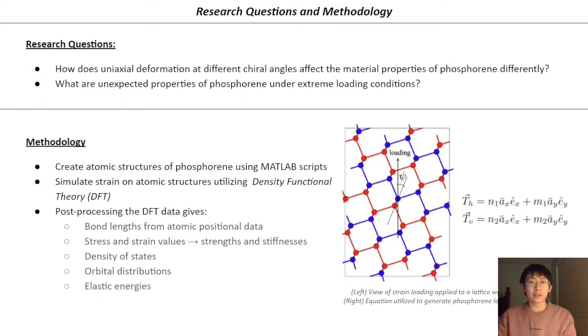So we asked these research questions. How does uniaxial deformation at the different chiral angles affect the material properties of phosphorene differently? And what are unexpected properties of phosphorene under extreme loading conditions? We answer these questions by simulating strain application on phosphorene using density functional theory simulations.